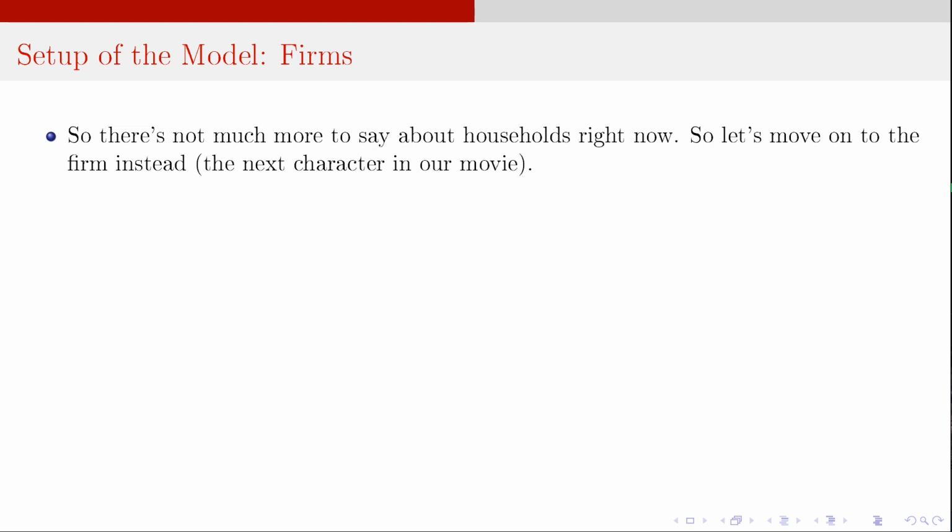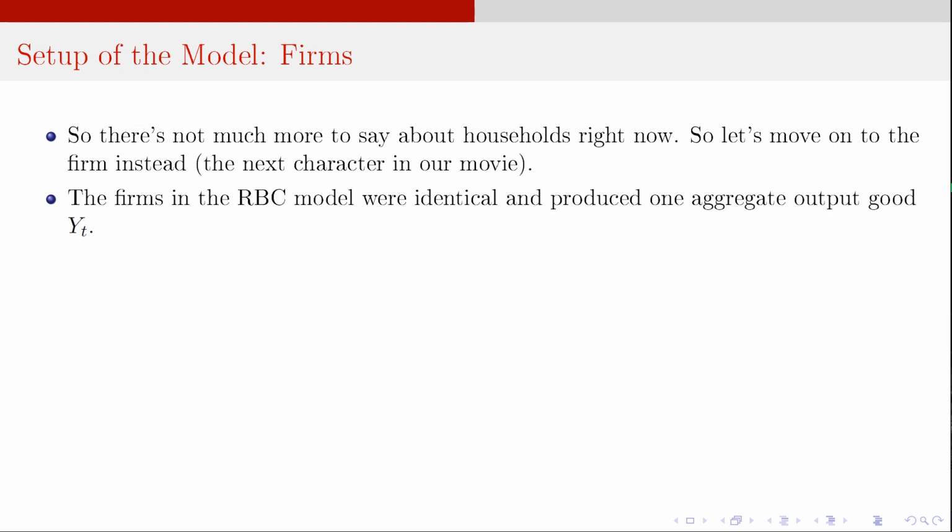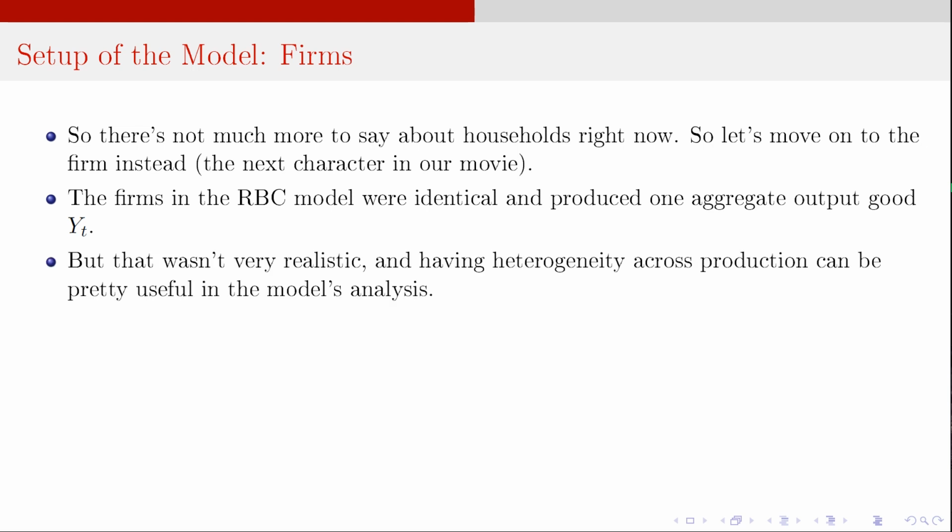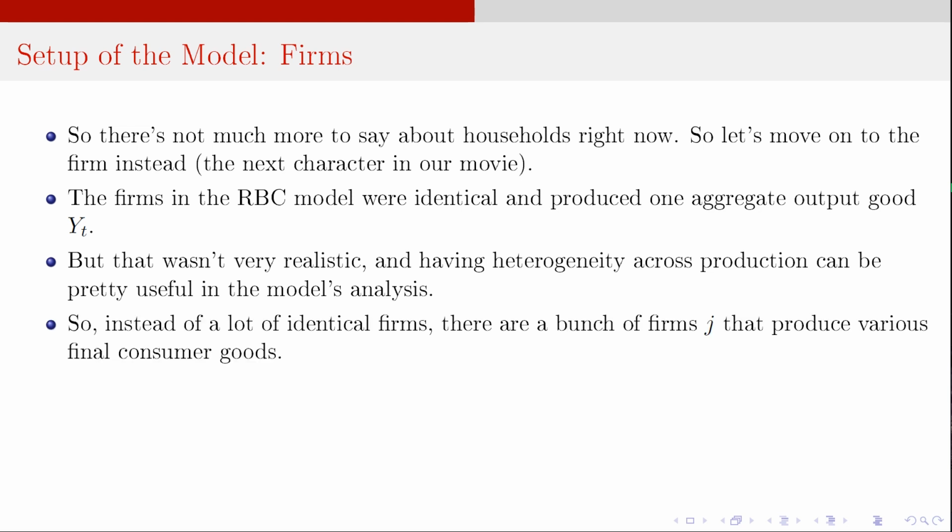So let's move on to the next character in the movie, which is going to be the firm. Now, the firms in the real business cycle model were identical, and they produced one aggregate output good, Y_t. But that wasn't very realistic. There was no heterogeneity across different types of firms producing different types of goods, because there weren't different types of goods being produced. But in an actual aggregate economy, you've got tons of different goods being produced.